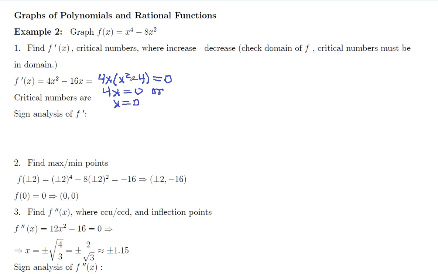or x squared minus 4 equals 0, in which case x squared equals 4, and taking square roots, x is plus or minus 2. Now we'll do a sign analysis for f prime. So our cutoffs, our critical numbers are 0 and plus or minus 2. So we've got 0 in the middle here, 2 and negative 2.